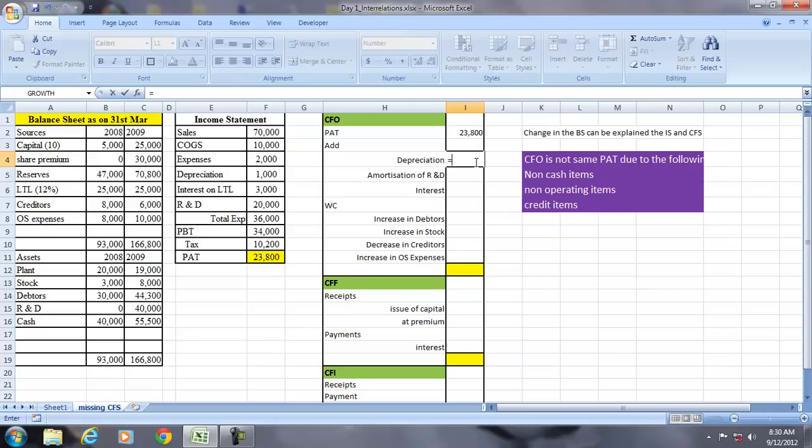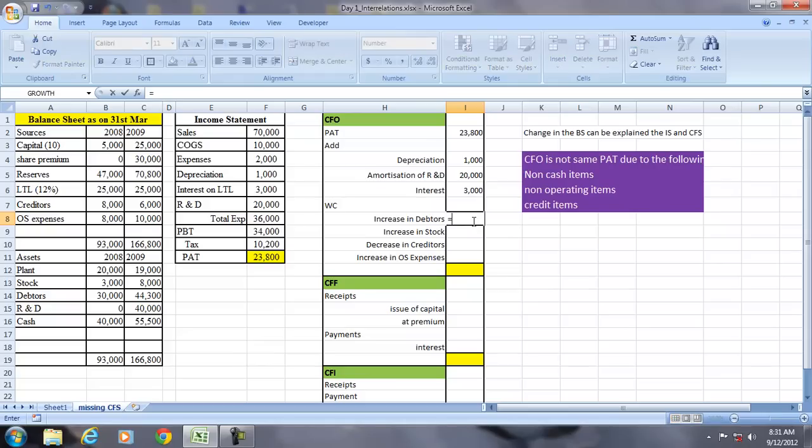So non-cash is depreciation, so add back depreciation. Another non-cash item shown in the income statement is amortization of R&D, so add back amortization. Interest is non-operating, and interest has been shown in the income statement, so we add it back. So two of these items are non-cash and interest is a non-operating item. Then we'll see the changes in the working capital, which is also called the credit item.